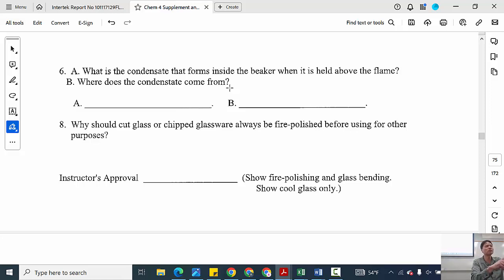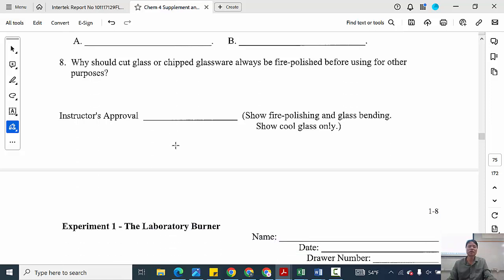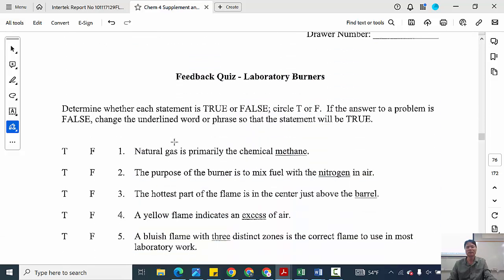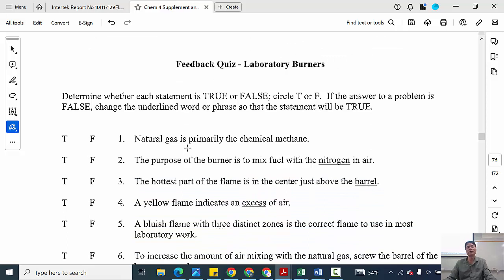All we're going to do is melt the glass a little bit, soften it. We used to have a lab for this, and that's why there's instructor approval, but I guess the majority of Chem 4 instructors decided they didn't want to do that anymore, so we don't do it anymore, but that's just for your information.